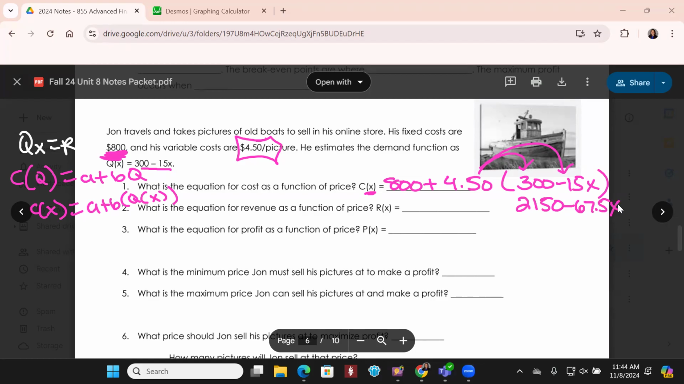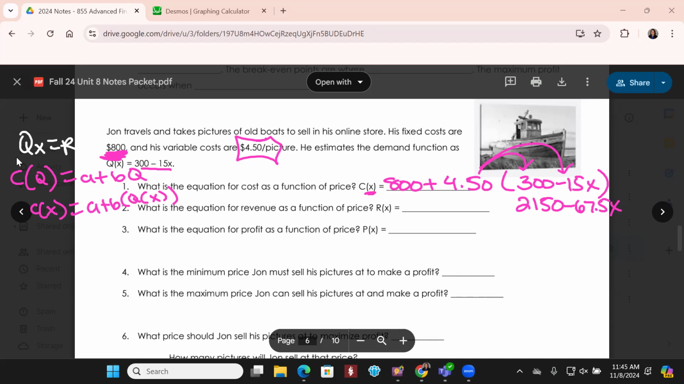With me? Okay. You should have multiplied these two things together and then added it to 800 and then multiplied that 450 times negative 15x, and that's what you get for 67.5. All right, so what is the equation for revenue as a function of price?